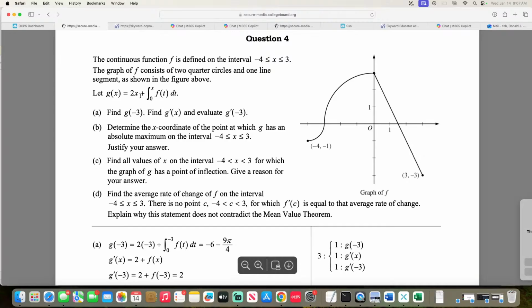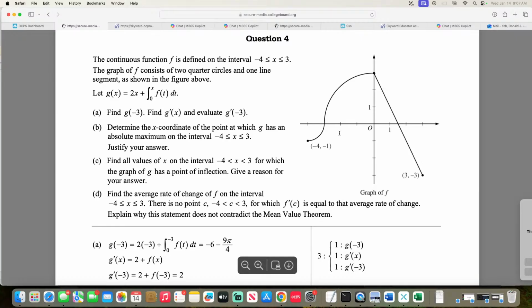So 2 times -3 is gonna give you -6. And then 0 to -3, the orientation's off. So I will switch the orientation to become negative. So it was positive 9 pi over 4, but it changed it to negative 9 pi over 4.